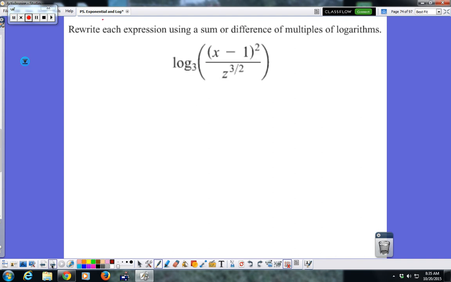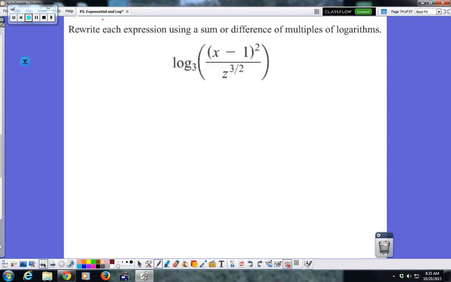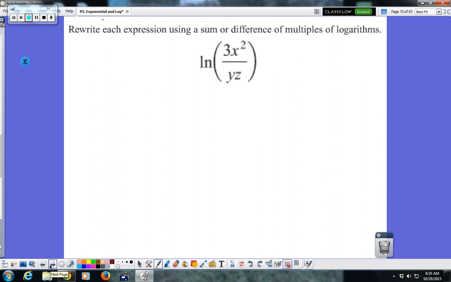I think this is the last one of these before equations. No, goodness, we got a few more. We're really working on your ability to do these rules.